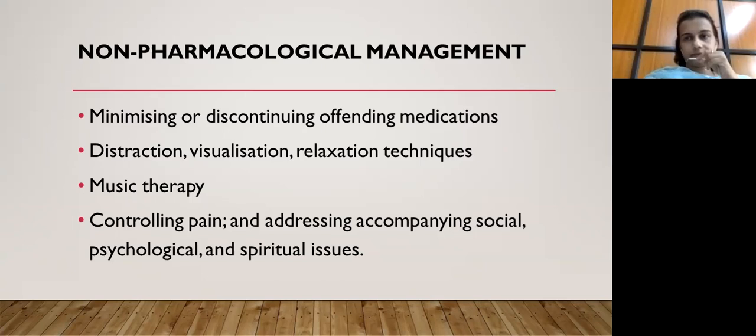Okay, non-pharmacological management continued. You have to minimize or discontinue the offending medication. Again, with morphine, we might not technically be able to do that. We can't stop the medication, but you can start an antiemetic along with it. If it's any other medication known to cause the symptom, then if it's possible to stop it, we can stop it and see. Sometimes distraction, visualization, and relaxation techniques might help. Music therapy seems to have a role as well. Then, if any other symptom is contributing to nausea and vomiting, such as pain, control it, and addressing the social, psychological, and spiritual issues is also important.